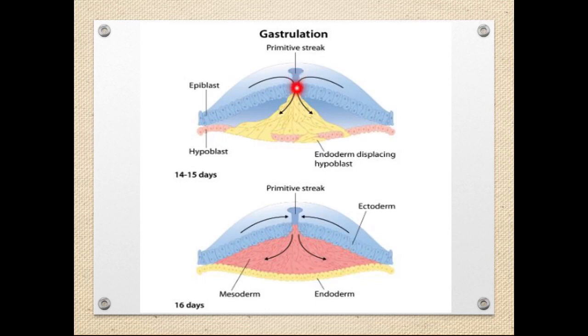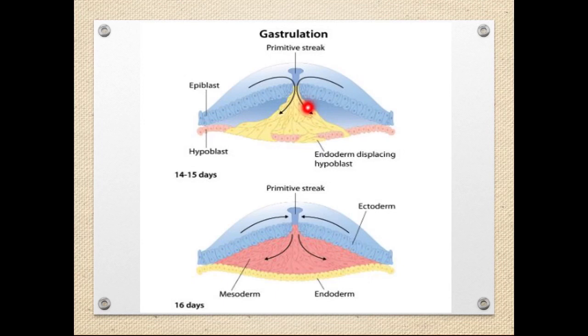And what is this primitive streak? It's a thickening of the epiblast cell layer that appears at the caudal end of the embryo, and because it appears at the caudal end, it will grow cranially. After the formation of the primitive streak, what will be the effect? It will make the epiblastic cells undergo epithelial to mesenchymal transition.